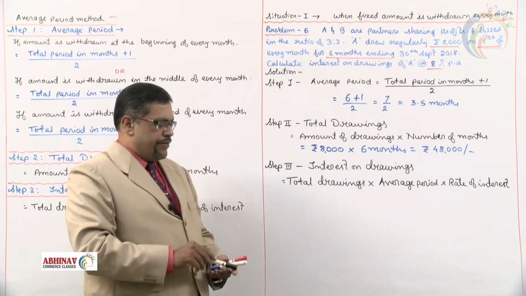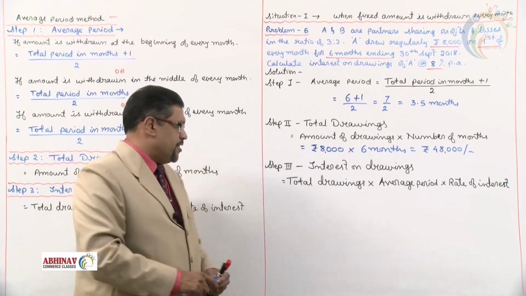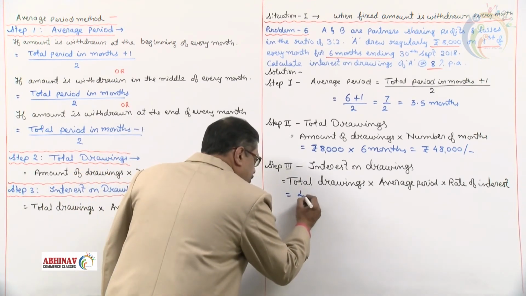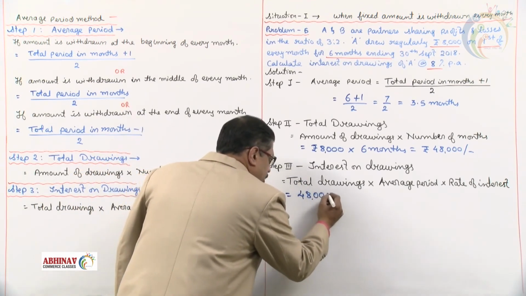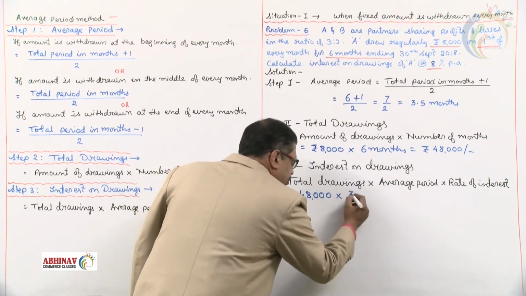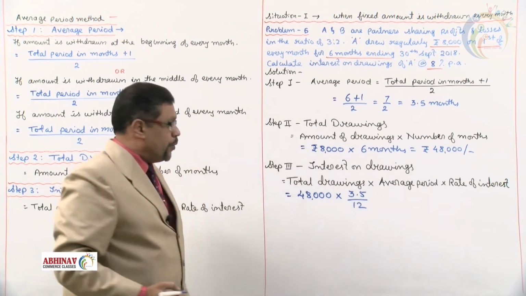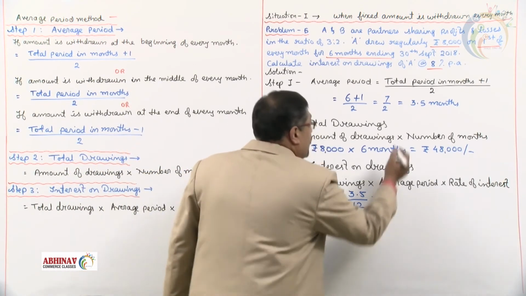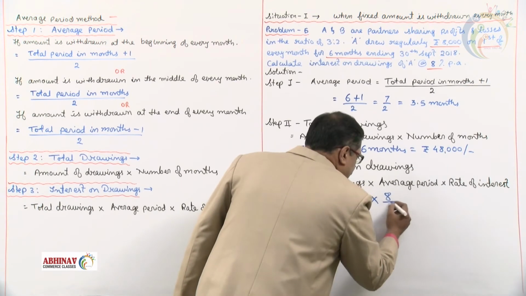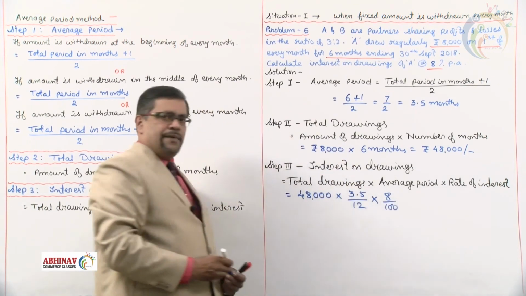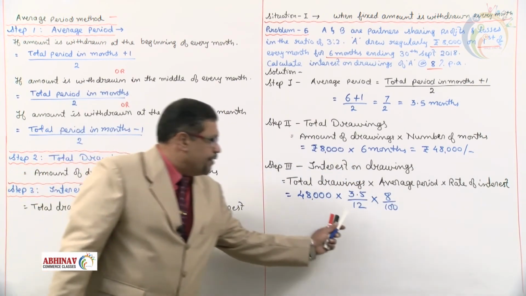Total drawings into the average period into the rate of interest. Total drawings 48,000 into the average period 3.5 months divided by 12 into the rate of interest. What is given to us is 8%. 8% means 8 upon 100. Now the question is why we divide this by 12.